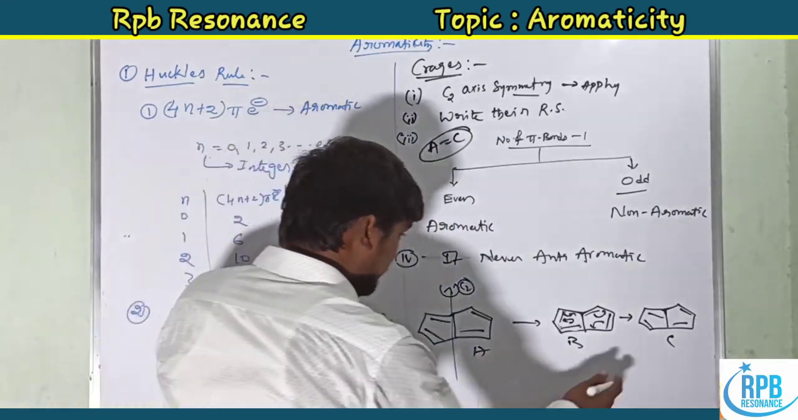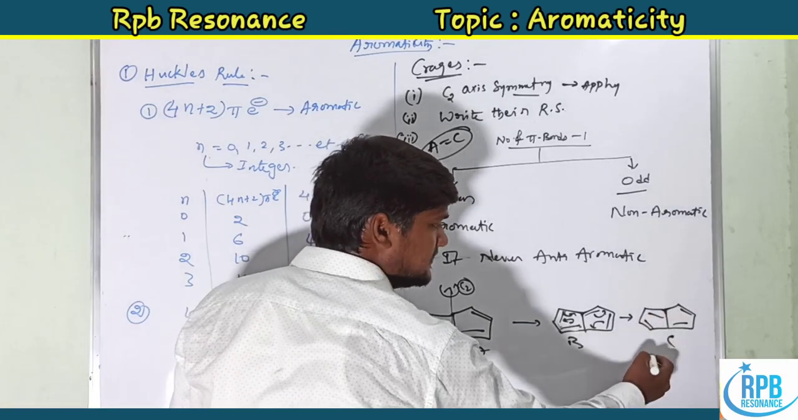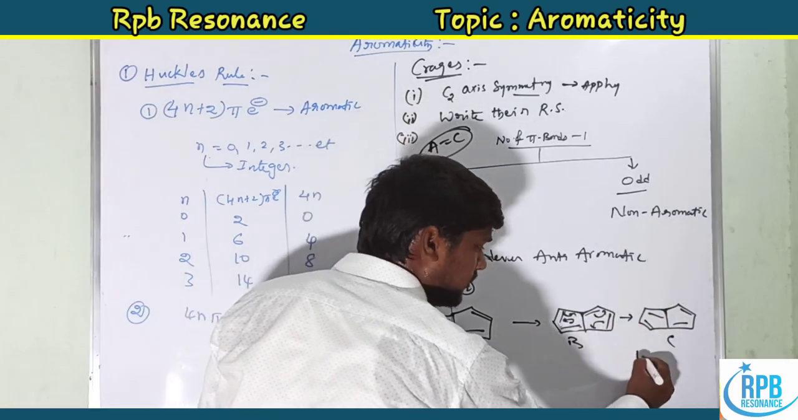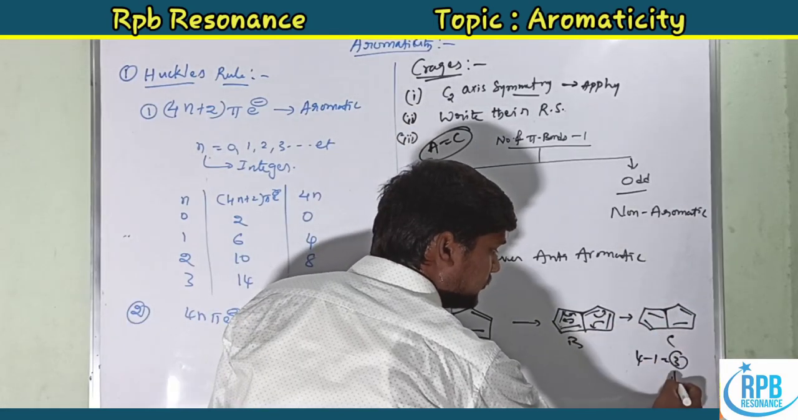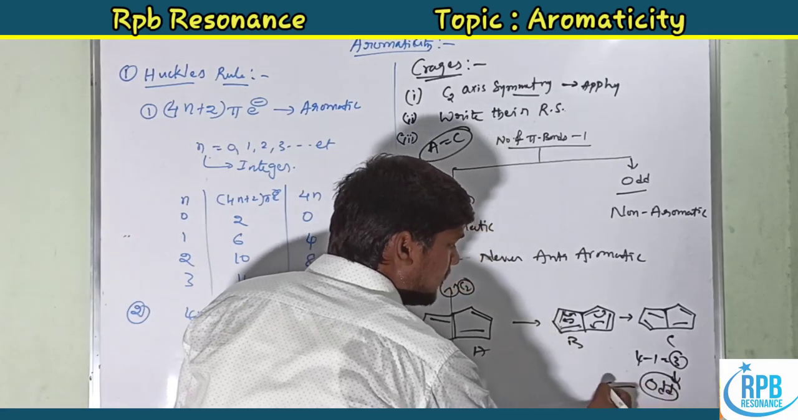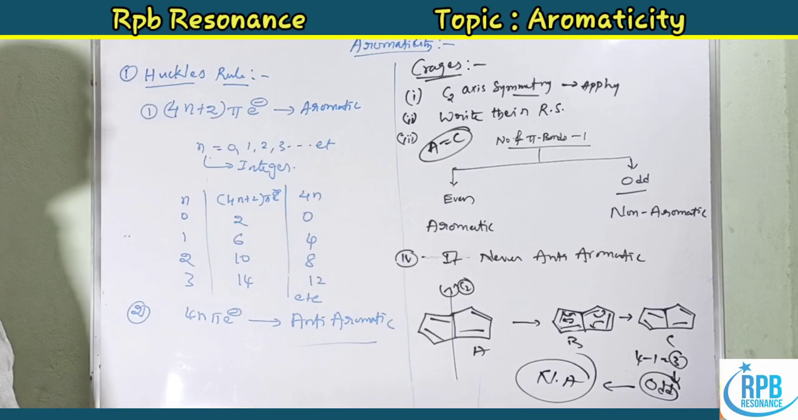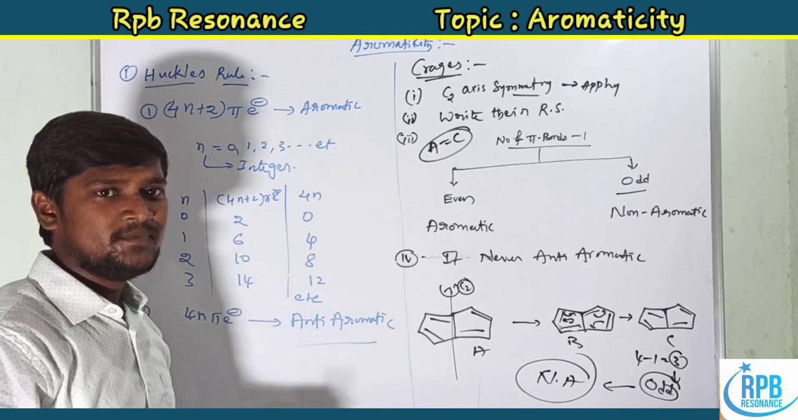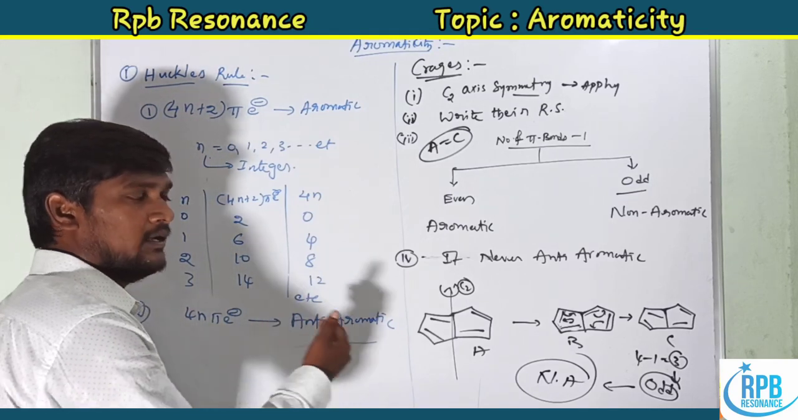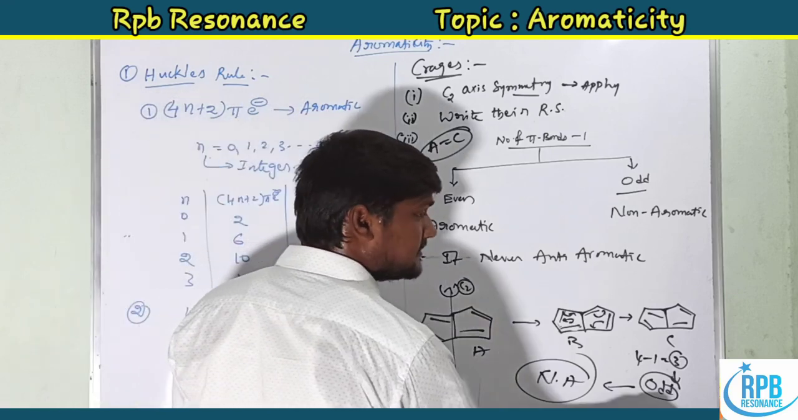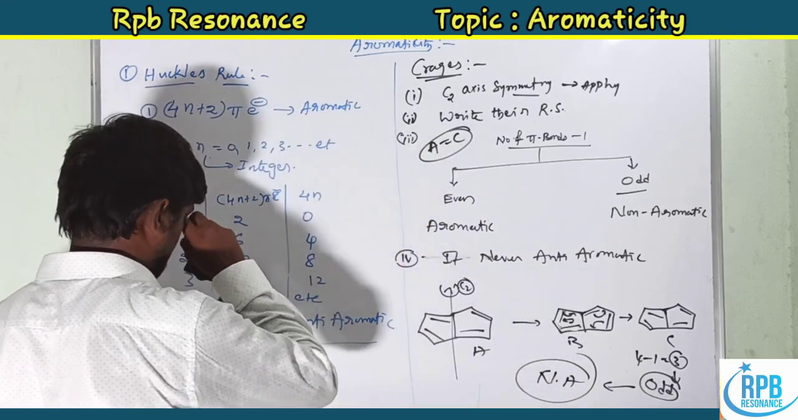Now if we calculate the number of pi bonds, here it is 4. 4 minus 1 is equal to 3, so it is an odd number. So odd compounds are non-aromatic. Okay, so those types of compounds are non-aromatic. So this is Craig's rule. Now let's move on to another thing, that is the calculation of pi bonds.